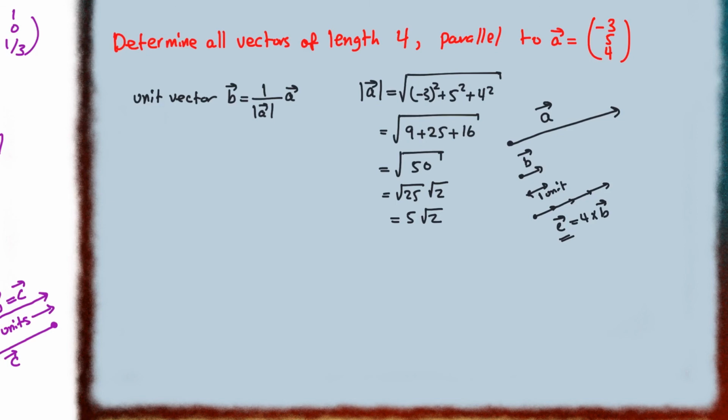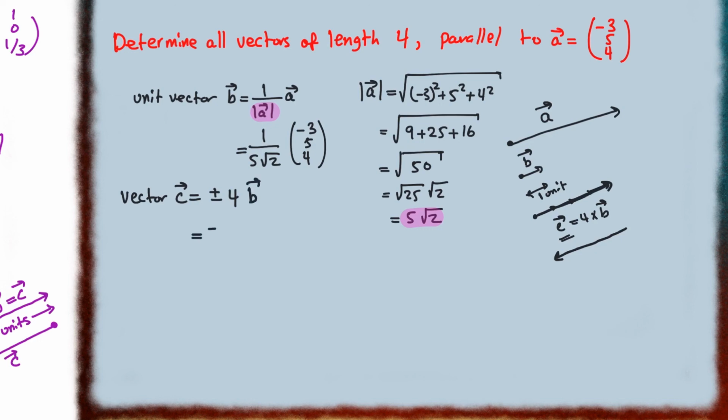Now that we have that magnitude, we can plug it in. So vector B is going to equal 1 over 5 root 2 multiplied by negative 3, 5, 4, the components of vector A. And vector C is going to be plus or minus 4 times that vector. Plus for the same direction, negative for the opposite direction, and since vector B is a unit vector, when we multiply that by 4, we get a length of 4. We put everything together, and our final answer is plus or minus 4 over 5 root 2 times the components negative 3, 5, and 4.